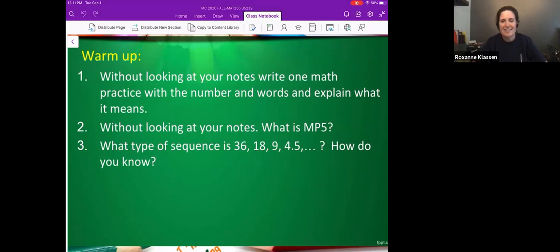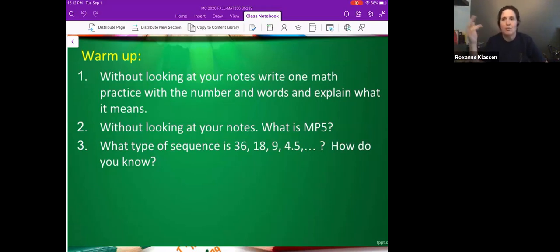MP5, do you know? 3, 2, 1, go. Yes, use appropriate tools strategically. So, and that's how we want to say it. Use appropriate tools strategically. So these warm-ups are practice for studying, right?